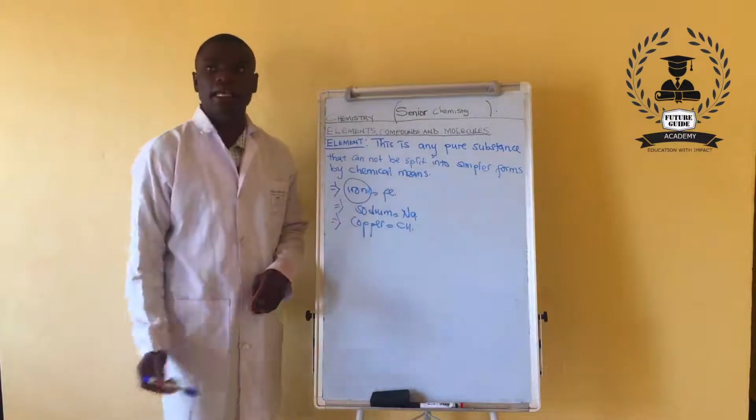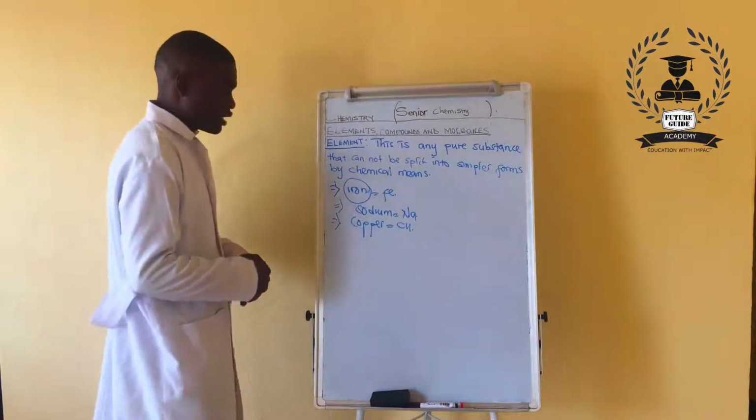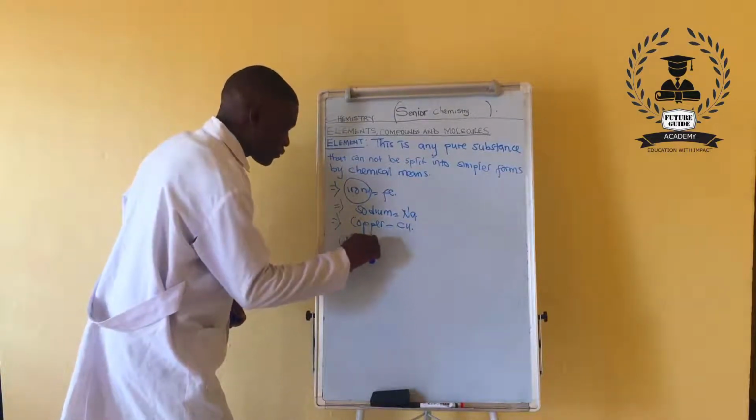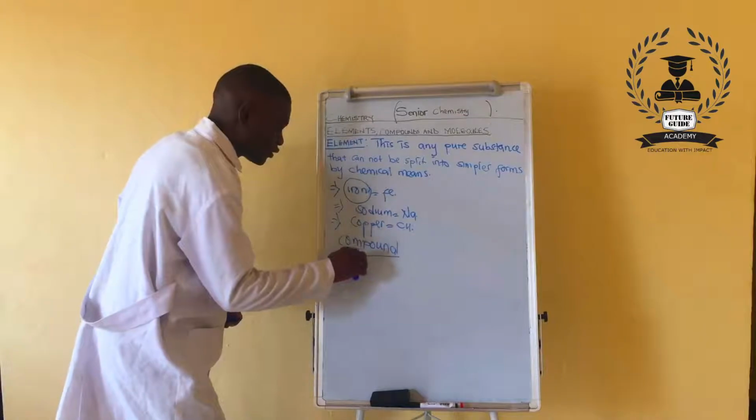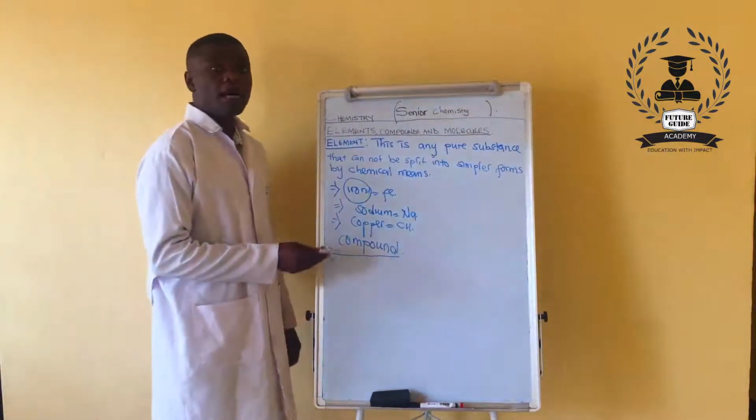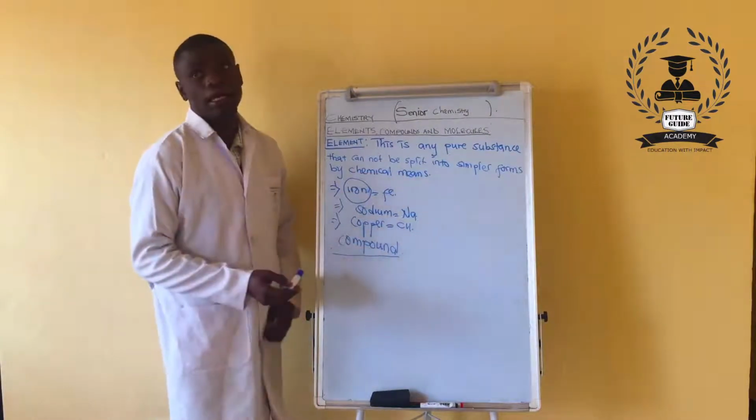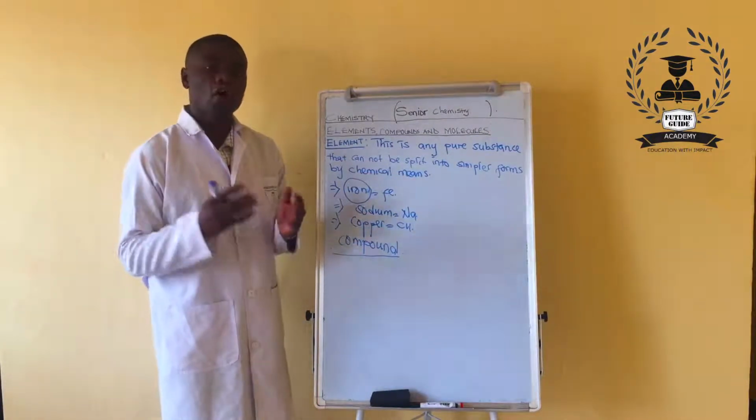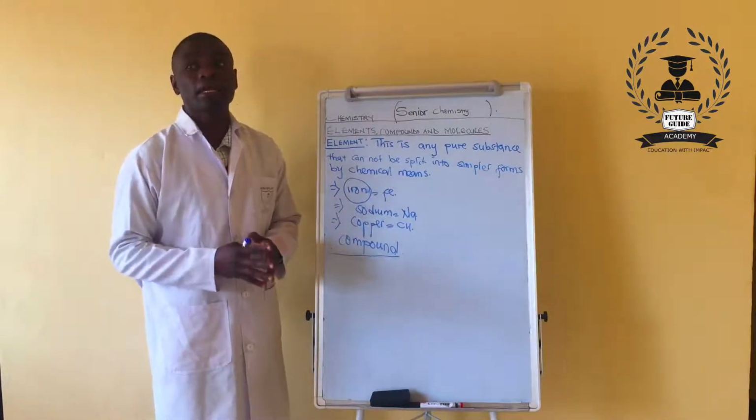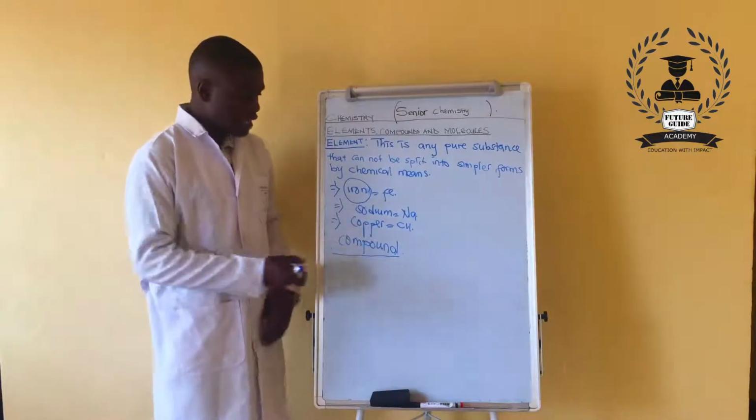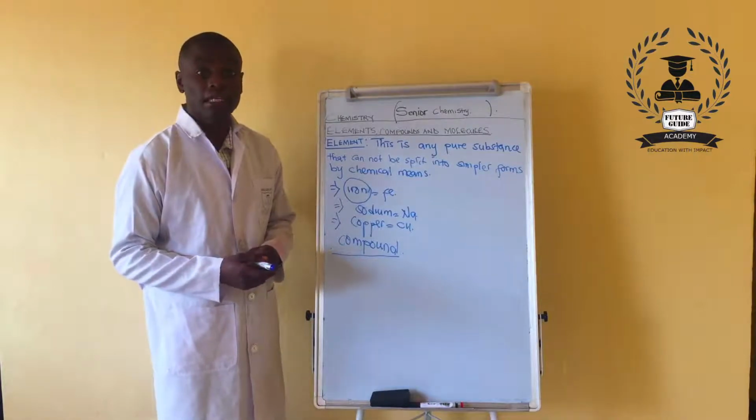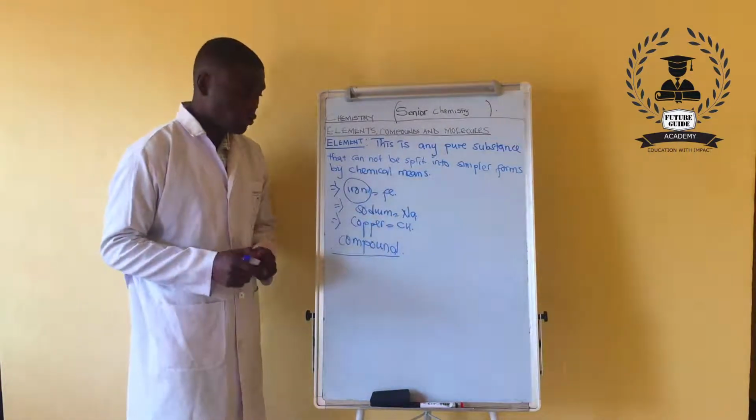Let's look at the second part, which is compound. Now, what is a compound? A compound is simply a mixture or a combination of two or more elements which are chemically combined. We are saying this is a combination of two or more elements which are chemically combined. That is what we call a compound.